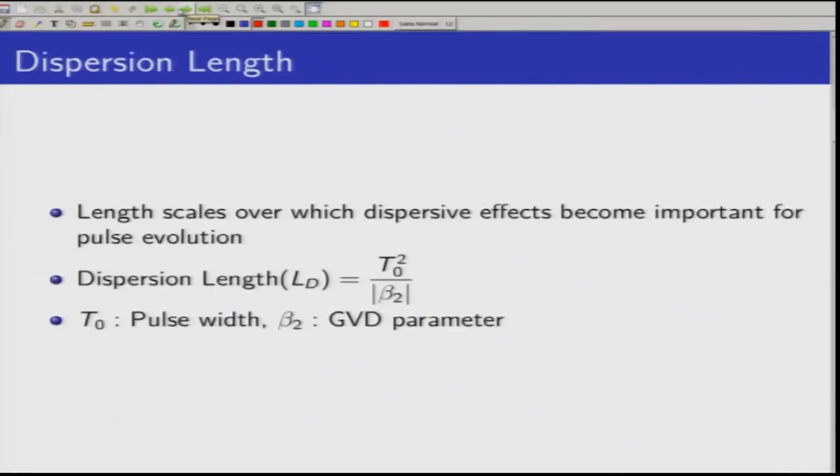For our convenience, it is better to define a length over which dispersion effects become important for pulse evolution. This dispersion length is given by T naught squared by beta 2, where T naught is the pulse width and beta 2 is the GVD parameter. GVD stands for group velocity dispersion parameter.